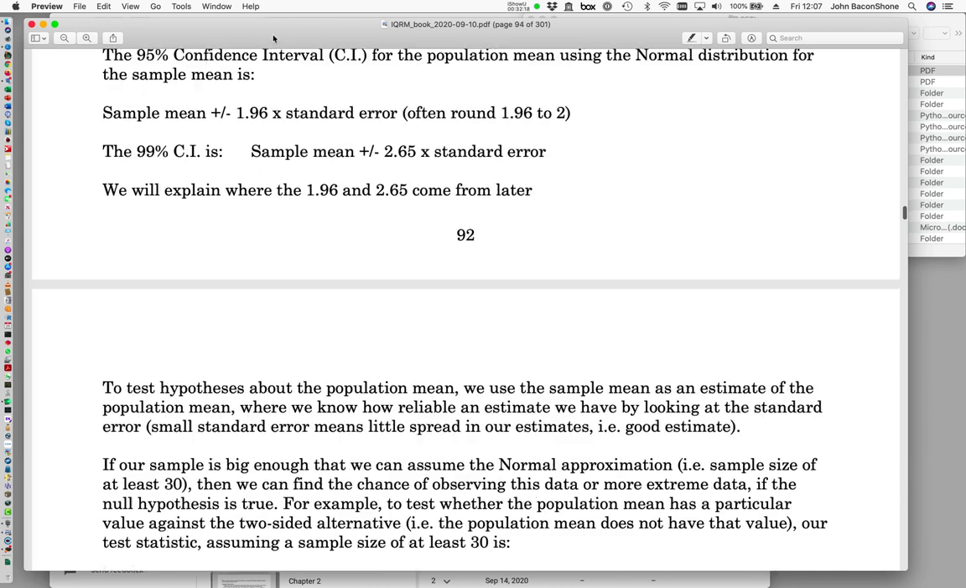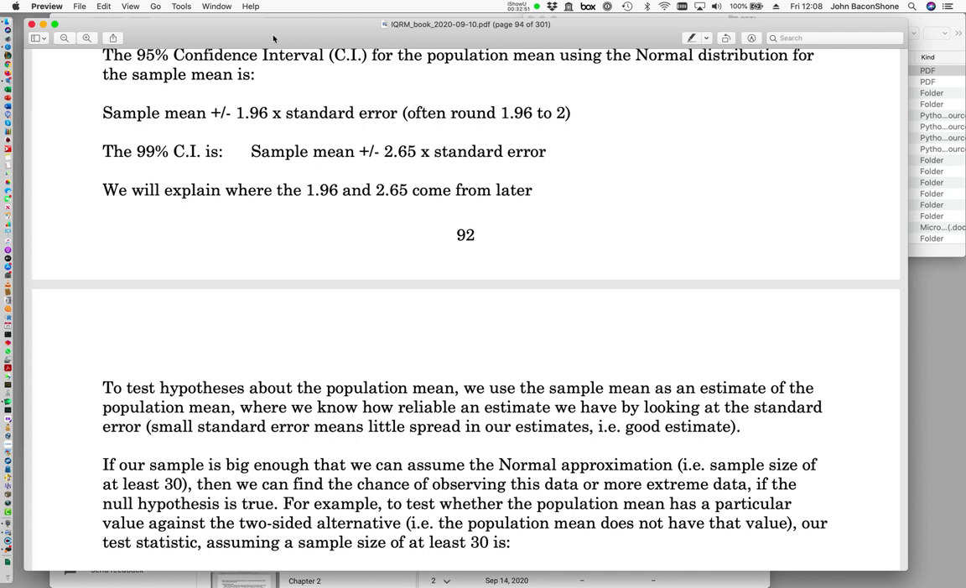To test hypotheses about the population mean, we use the sample mean as our estimate of the population mean, where we know how reliable an estimate we have by looking at the standard error, because a small standard error means little spread in our estimates, meaning we have a good estimate. So, if our sample is big enough that we can use this normal approximation, then we can find the chance of observing this data or more extreme data if the null hypothesis is true.